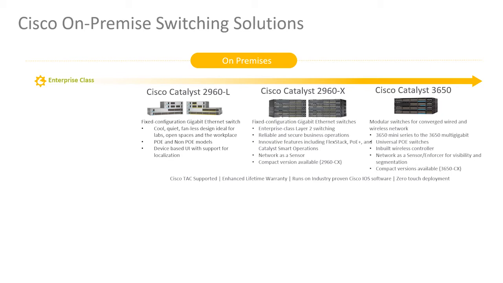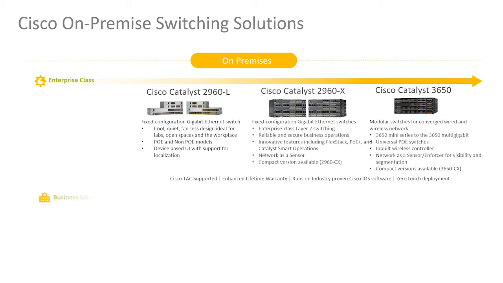The 2960L offers zero-touch deployment, quiet operations, perfect for open workspaces, power to your IP phones with PoE, and a device-based UI with support for localization. The 2960X XR series provides innovative features, including FlexStack, PoE+, and Catalyst Smart Operations. The network has a sensor capability, giving administrators the ability to detect security attacks as they happen. And finally, there is a compact version available, the 2960CX, which offers a smaller physical footprint.